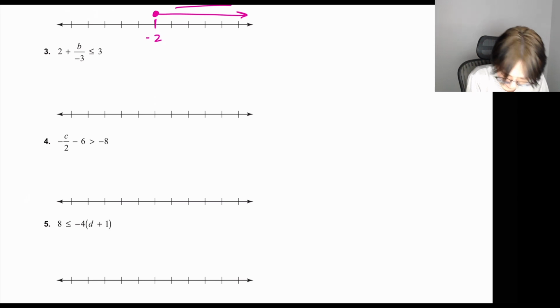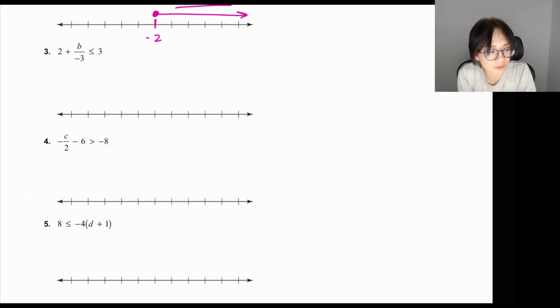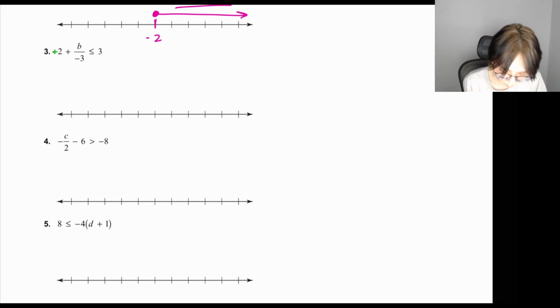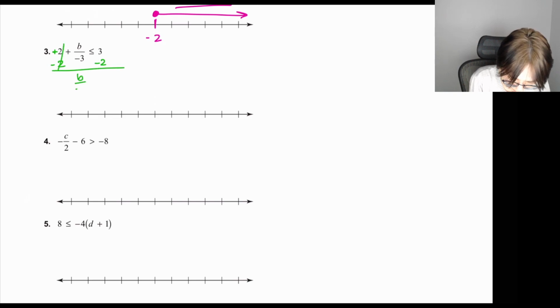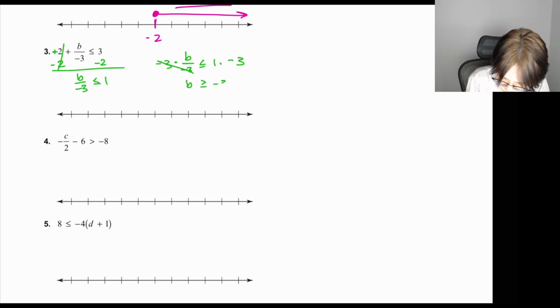For this one, whenever there's no sign, no plus or minus in front of a number, you can always assume there's an invisible plus there. So you know you have to subtract 2 from both sides. b over negative 3 less than or equal to 1. Then you're going to multiply both sides by negative 3. Because we're multiplying by a negative, the sign flips. Those cancel out, just b over here. 1 times negative 3 is negative 3. b is greater than or equal to negative 3. Closed circle because it can be equal to, and greater than negative 3.